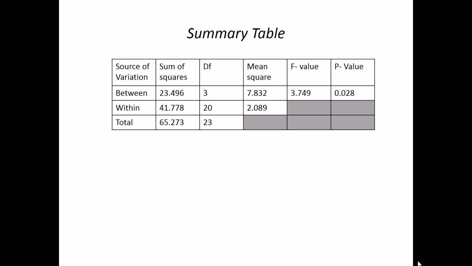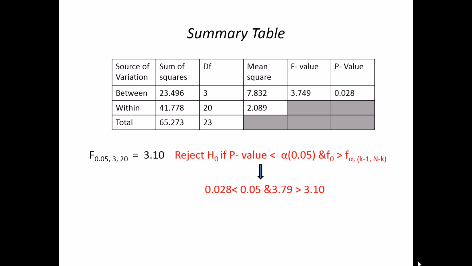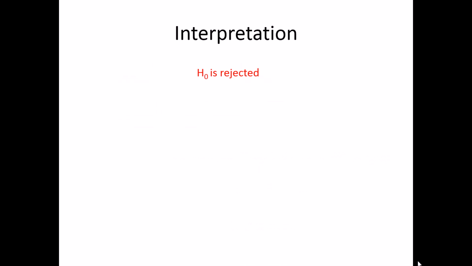This is the summary table of ANOVA, and the P value is found using Excel. We reject H0 if our p-value is less than alpha and if our F0 value is greater than our F critical value. So this shows that our p-value is less than alpha and also our F0 value is greater than the F critical value. Therefore we reject H0. Interpretation: H0 is rejected means the Fallacian content differs at least in one of the brands.